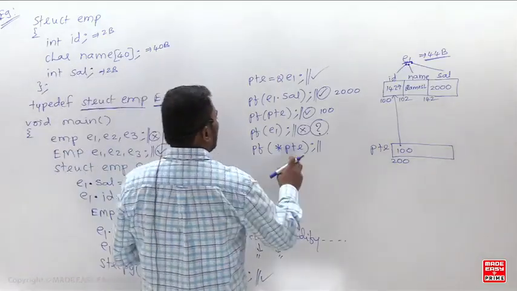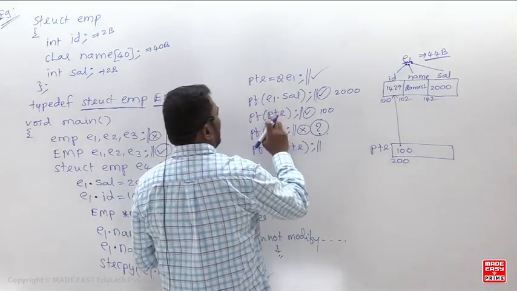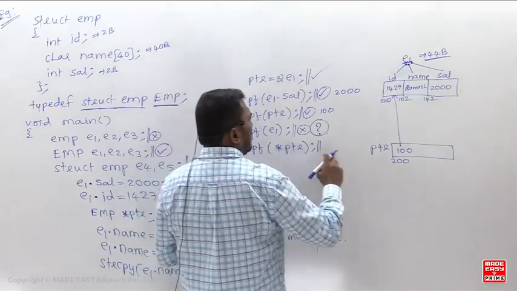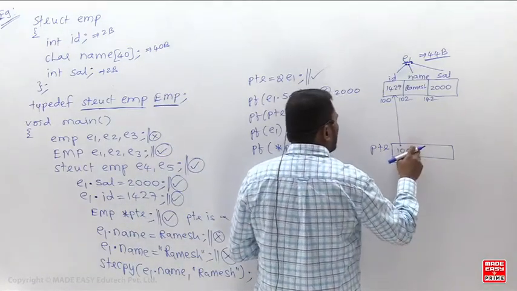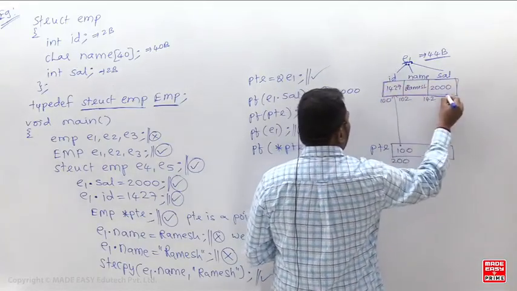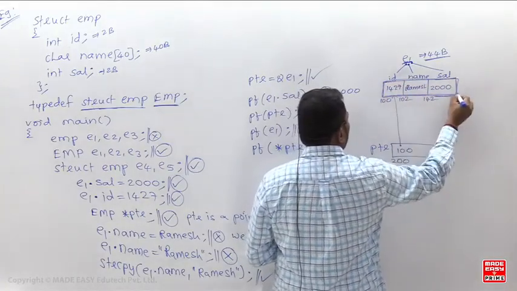Okay, now what is the PTR here? PTR means 100. Okay, star PTR, value at the location 100. Value at the location 100 means, remember, 100 is the base address of this entire structure variable.